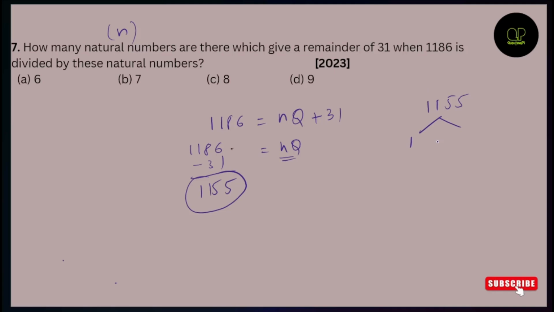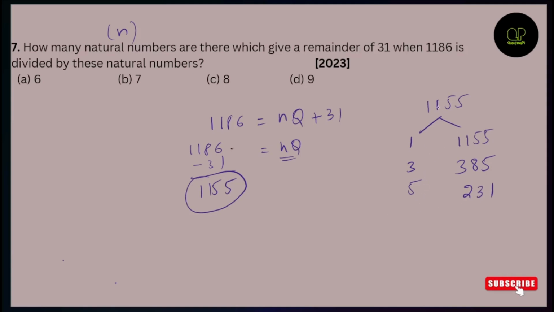You will have 1 into 1155. It doesn't go with 2. It doesn't go with 3. Yeah, it does go with 3 because the sum is 12. So 3 into 385. It doesn't go with 4 because it hasn't gone with 2. It goes with 5. 5 into 231. It doesn't go with 6.